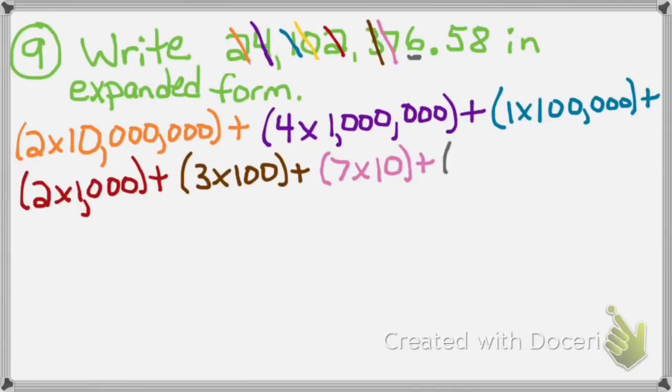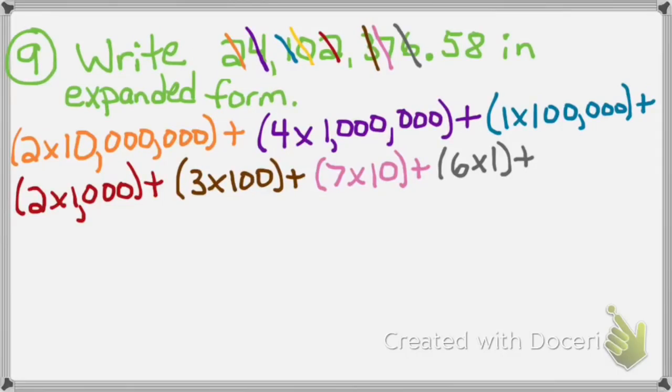My next digit is a 6, so I open my parentheses, put a 6 times 1, and there are no zeros after that. That's where my decimal is. And that makes sense because 6 is in the ones column, so I have 6 times 1, close my parentheses. There's more, so I put a plus sign. Move on to my next digit, and notice that I come across that decimal.